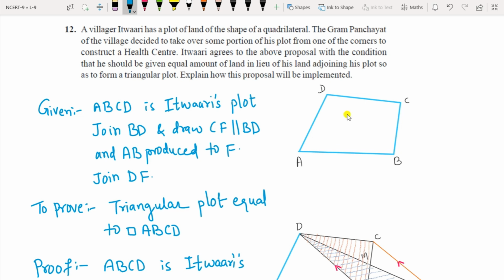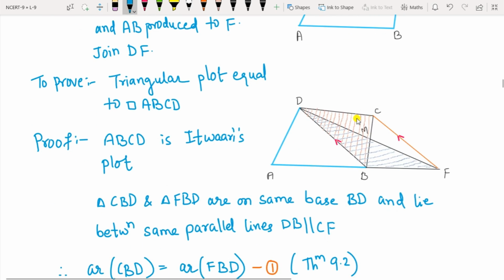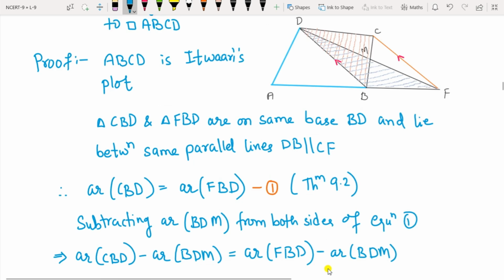So this is the quadrilateral land that Itwari has. Now you have to draw a point F and draw CF, which is parallel to BD. Join BC and DF. So you get two triangles. Consider triangle CBD and triangle FBD. They lie on the same base BD and between the two parallel lines BD and CF. So the areas of these two triangles are equal, that is equation 1, according to theorem 9.2.